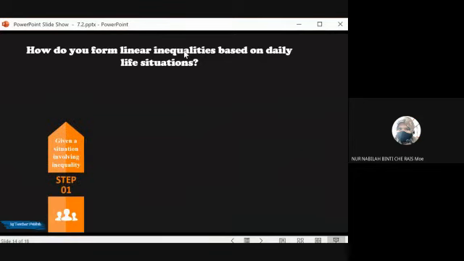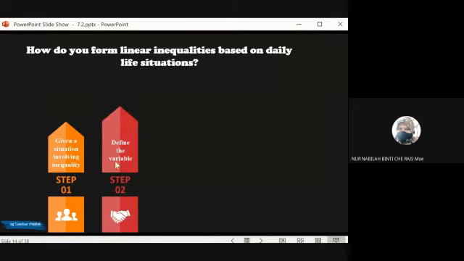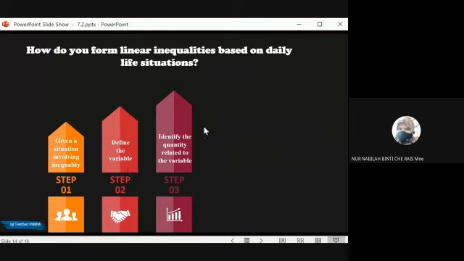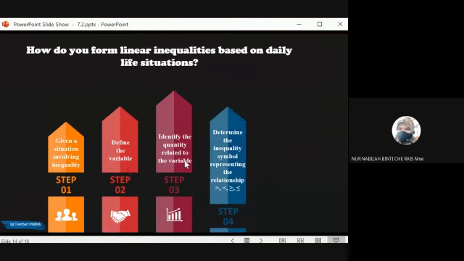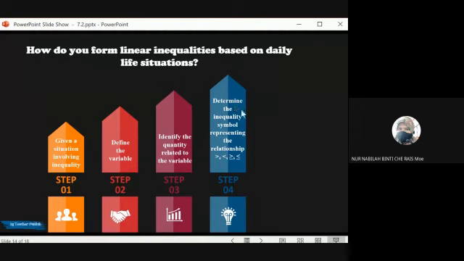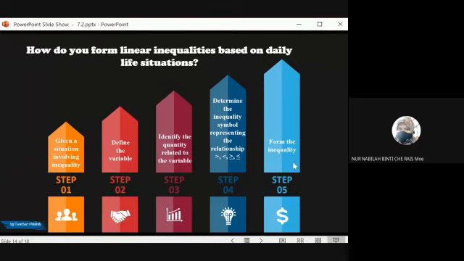So how to form linear inequality? First step, let's say given a situation involving inequality. The second step, you have to define the variable. Okay, identify which one is the variable, and then write down the letter. Is it X or is it Y? And then after that, determine the inequality symbol representing the relationship. Is it more than, less than, or more than equal, or less than equal? And then the last one, you form the inequality. So we look at the example.